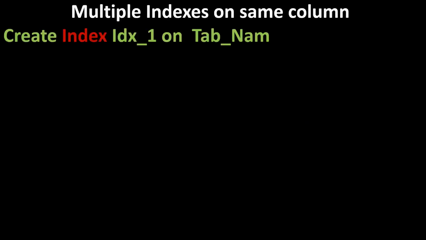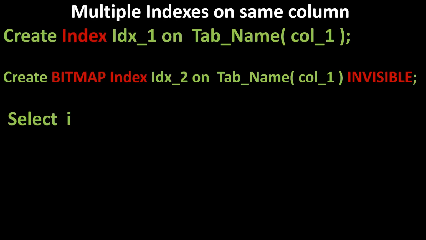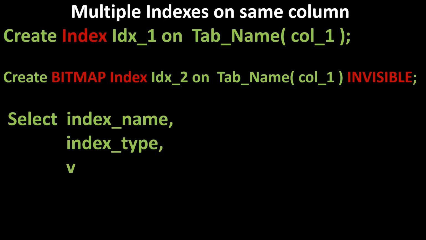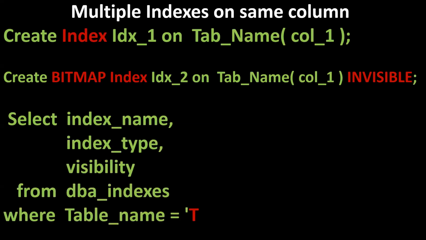Next feature is multiple indexes created on the same column. By using this command, a non-unique index is created on column 1. Now a bitmap index is created on the same column 1. We need to mention it as invisible. If you want to see what type of index is created on a particular table, by using the db_indexes view, we can identify what indexes are created on that table.